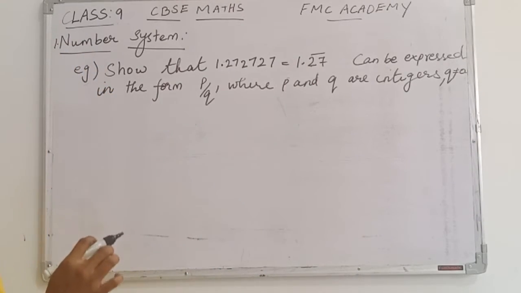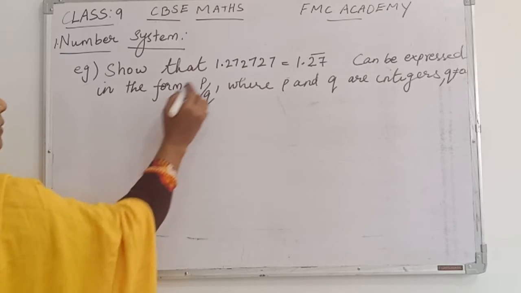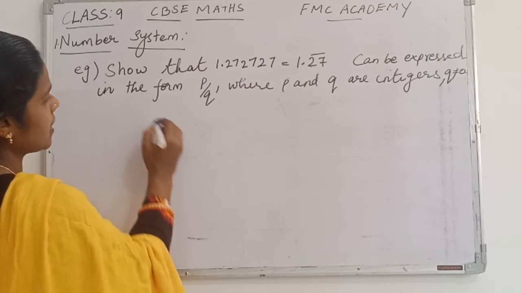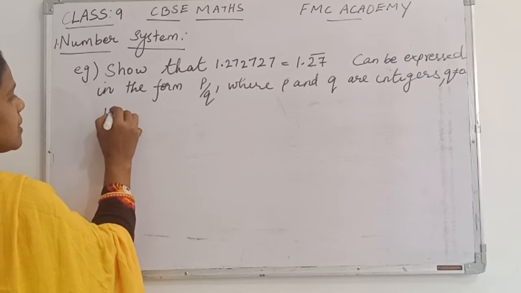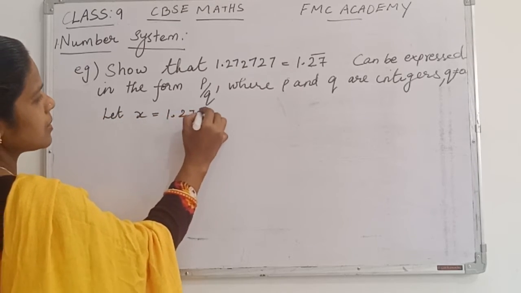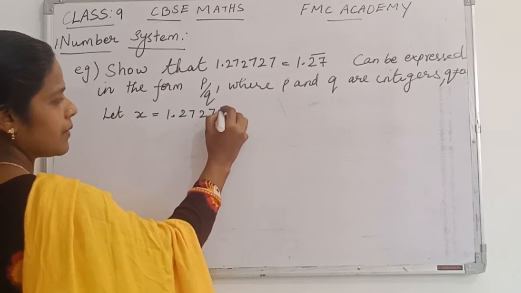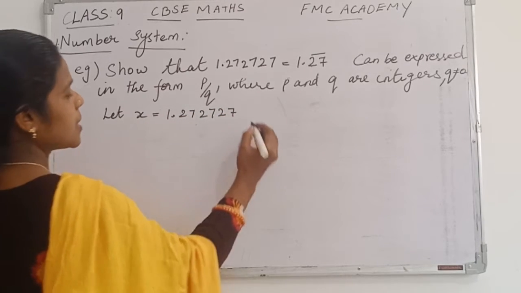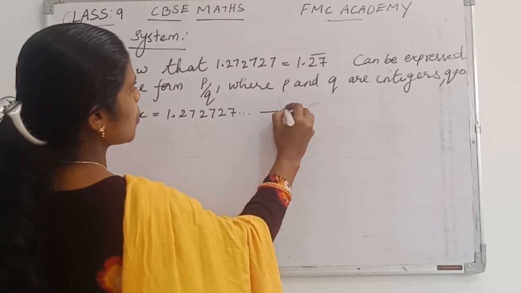So as usual, what will be the first step now? We will give a name to the number which is given. So let us take that. Let x is equal to 1.2727, or you can even write one more time 27. So this is equation number 1.